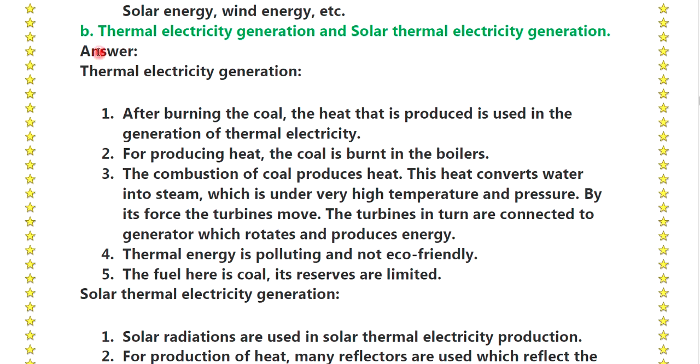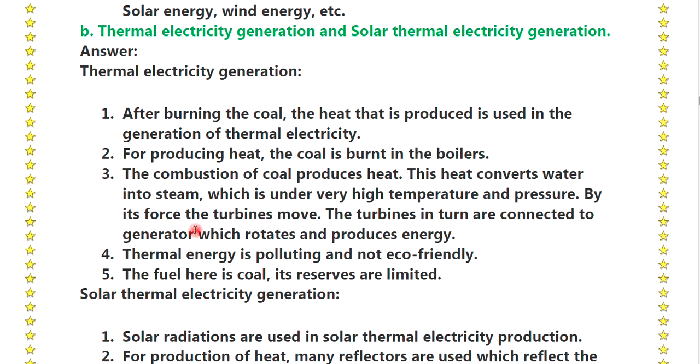B. Thermal electricity generation and solar thermal electricity generation. Thermal electricity generation: after burning the coal, the heat that is produced is used in the generation of thermal electricity. Second point, for producing heat, the coal is burned in the boilers. Third point, the combustion of coal produces heat. This heat converts the water into steam, which is under very high temperature and pressure.